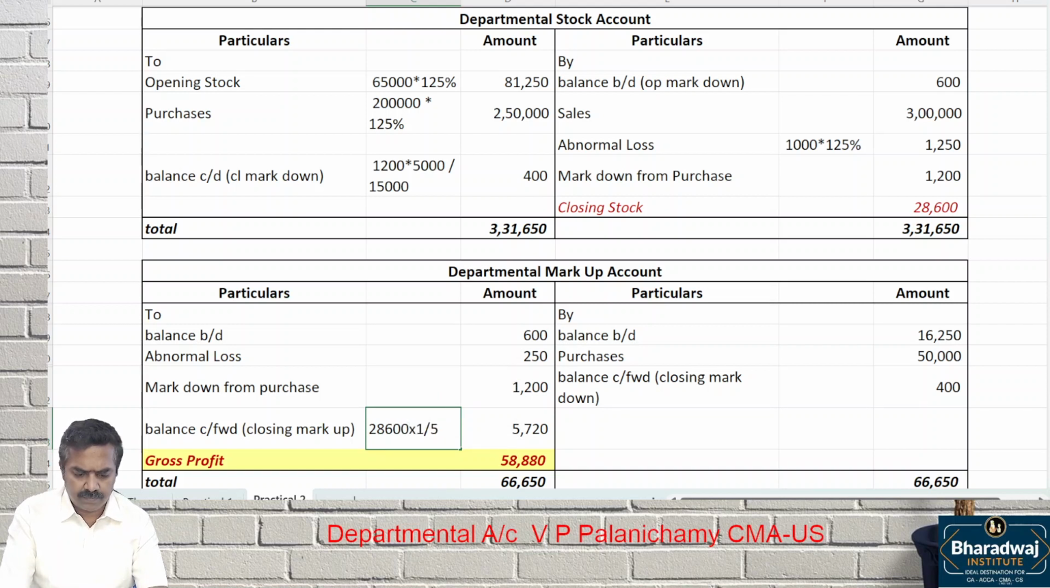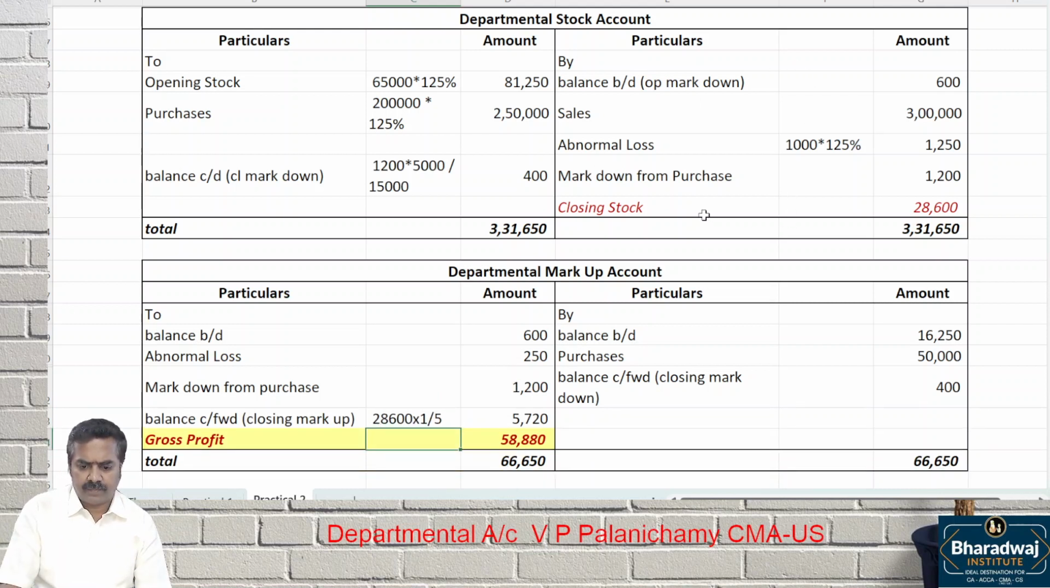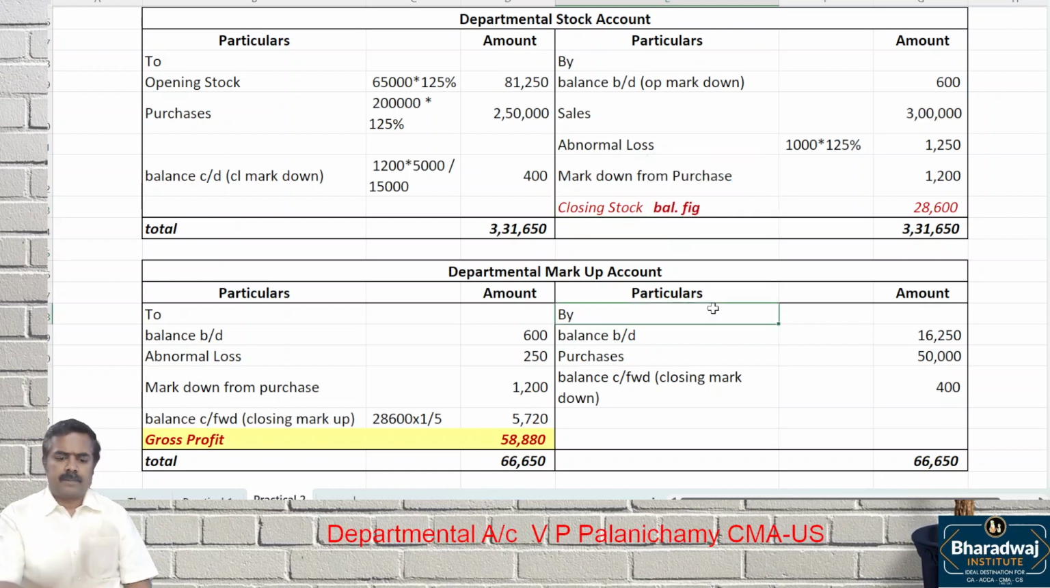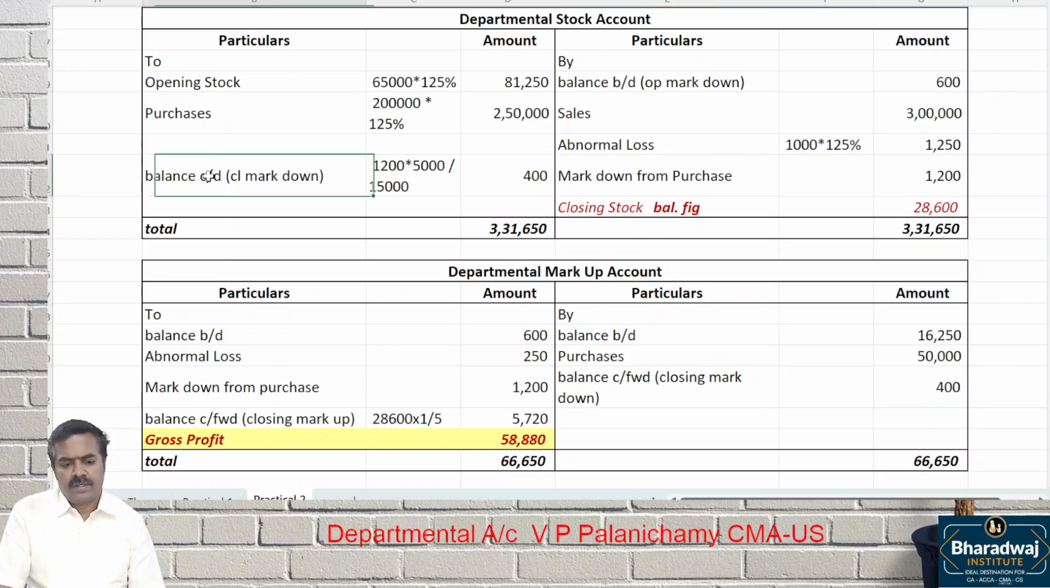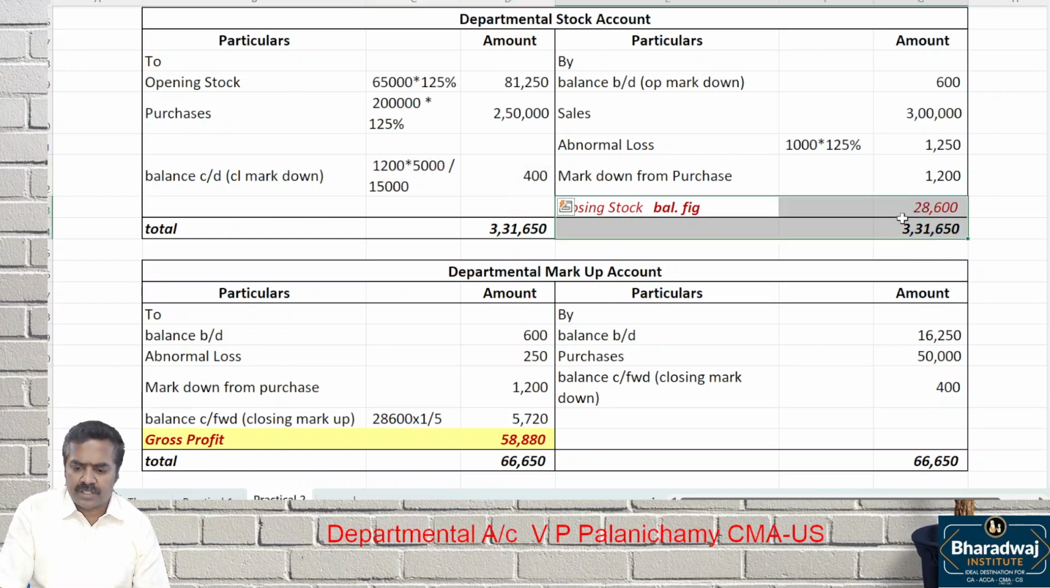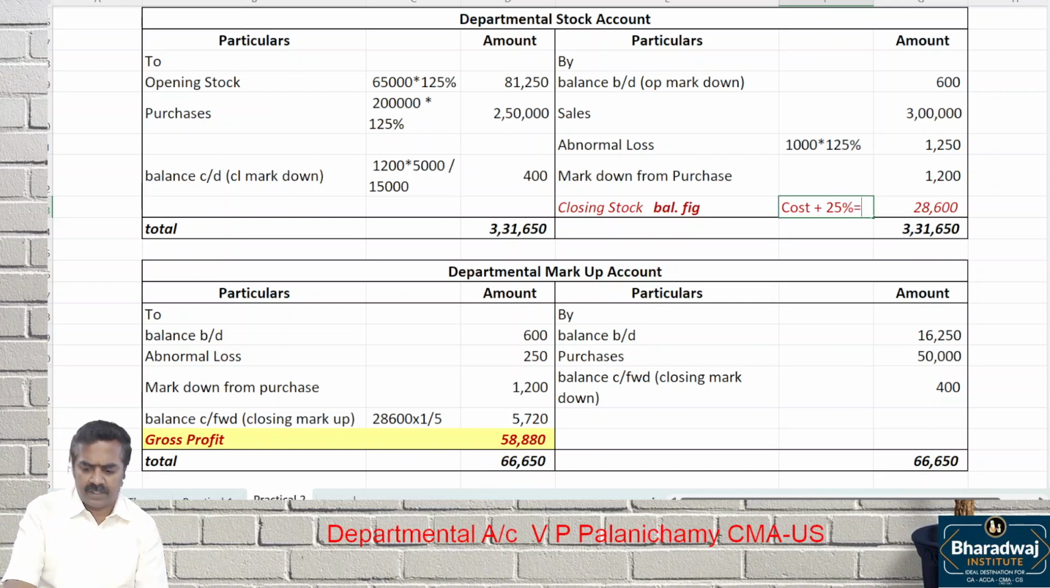Closing stock balancing. Since markdown has been already adjusted, closing stock will be at what? Normal invoice price. This is like cost plus 25%. Cost plus 25% is the value.